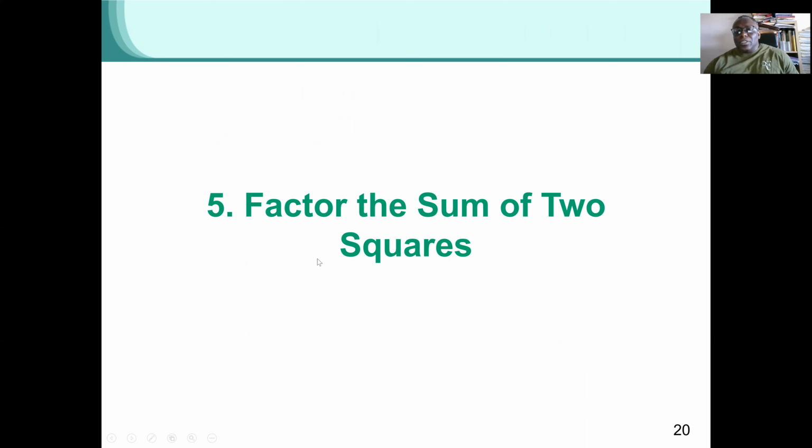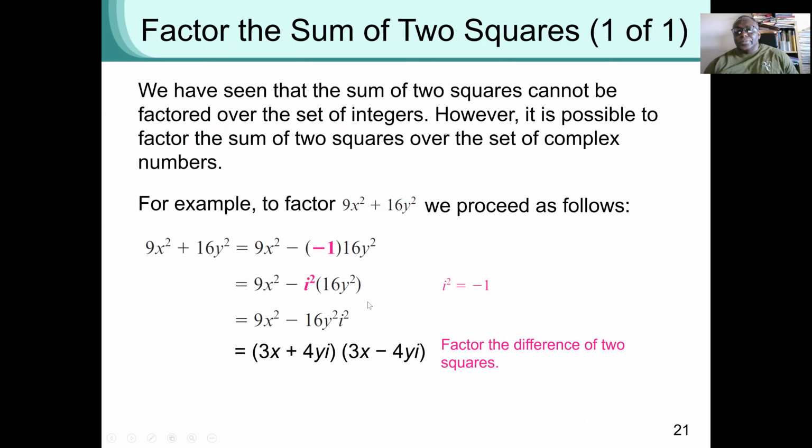Next section, how to factor the sum of 2 squares. So again, we have seen that the sum of 2 squares cannot be factored over the set of integers. However, it is possible to factor the sum of 2 squares over the set of complex numbers. So for example, we have 9x squared plus 16y squared. This is straightforward. We can say 9x squared is (3x) squared. But here we write 9x squared minus negative 16y squared.